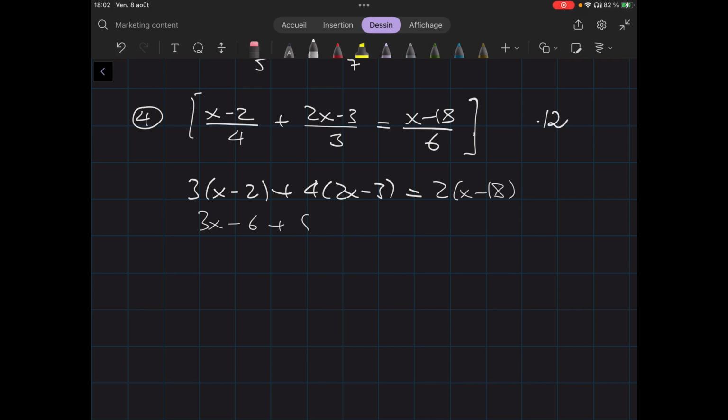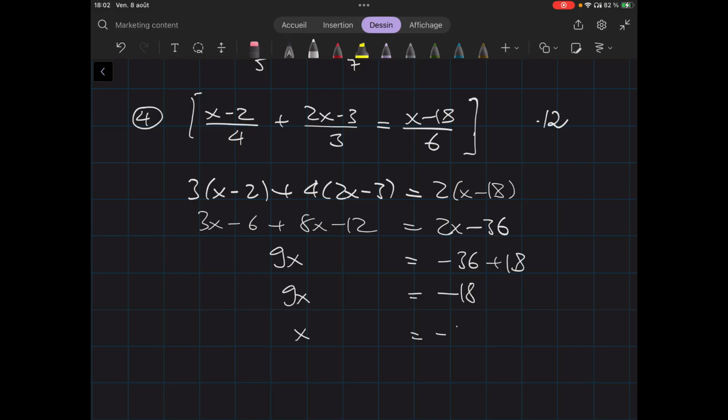3x minus 6, 8x minus 12, 2x minus 36. Swap it over. 9x is equal to negative 36 plus 18. 9x is equal to negative 18. x is therefore negative 2. Done.